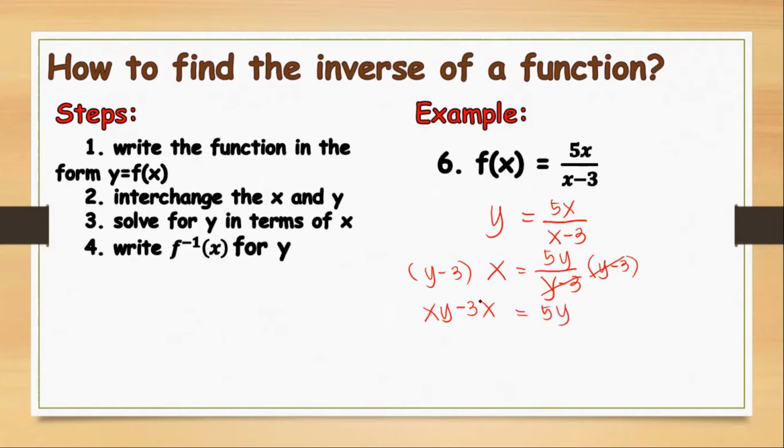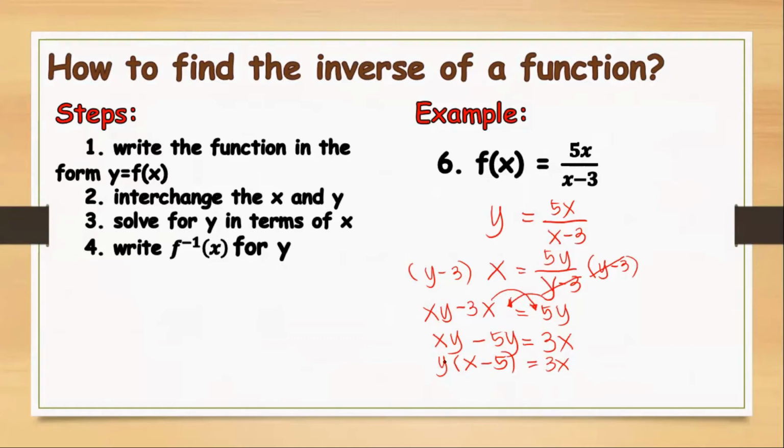Then, we have to transfer your negative 3x to the right and your 5y to the left. So, we'll have xy minus 5y because 5y will be written here on the left side of our equal sign. And also, since your negative 3x will be written on the right side of equal sign, it becomes positive 3x. Then, all we have to do here is to factor this out. Okay, so we have y multiplied by x minus 5 equals 3x.